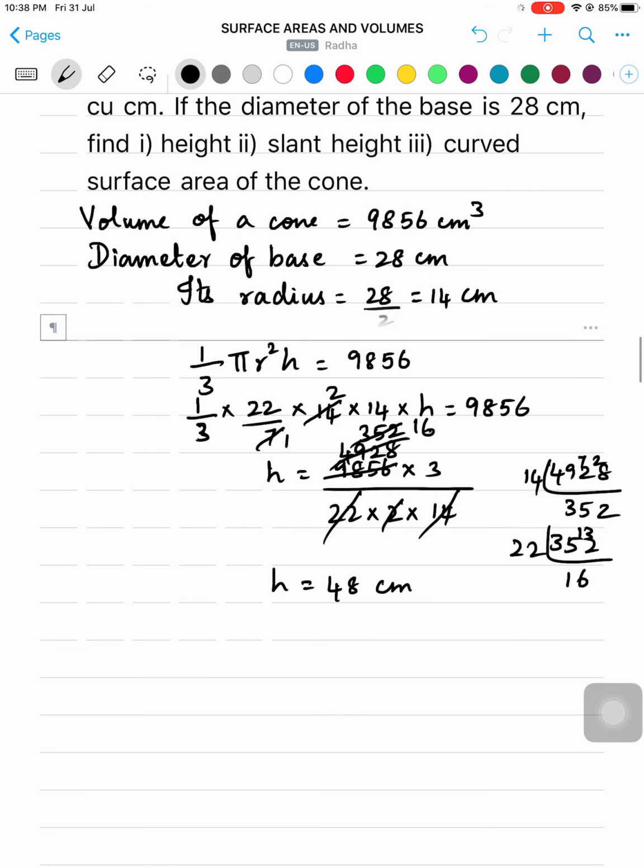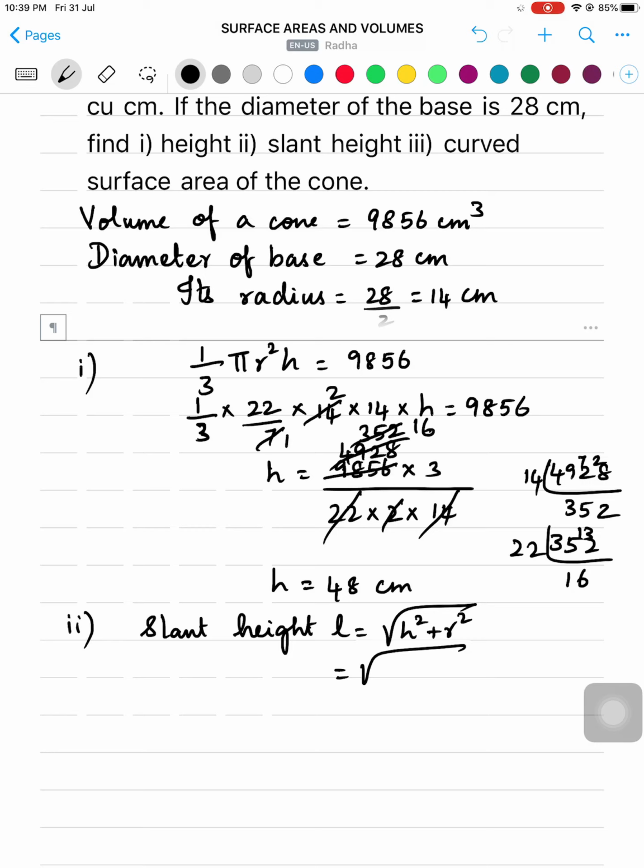So what is the height of the cone we found? 48 centimeters. So this is the first part of the problem. Then what is the second one we have to find? Slant height. How do you find the slant height L? Slant height L is equal to square root of h square plus r square. So what is h here? 48. So 48 square plus what is r? 14. So 14 square.